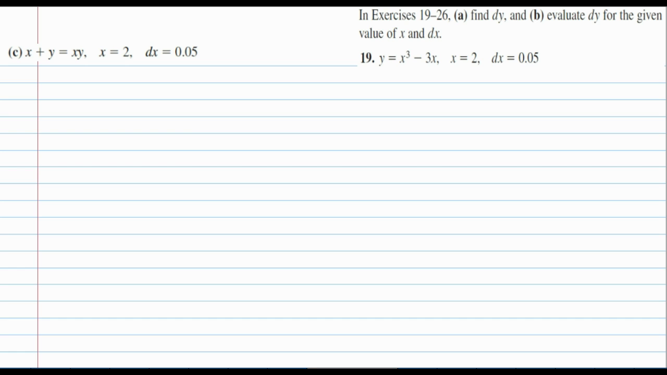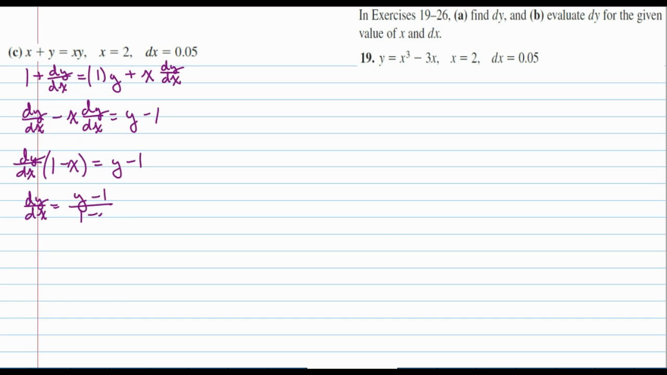Part C: when we take the derivative to begin to get the differential, we're going to have to use some implicit differentiation because I have the product rule with x times y here. So I'm going to start out by taking the derivative. Now I'm going to get the dy/dx terms on the same side of the equal sign and factor out the dy/dx. Now I get dy/dx equals (y minus 1) over (1 minus x).